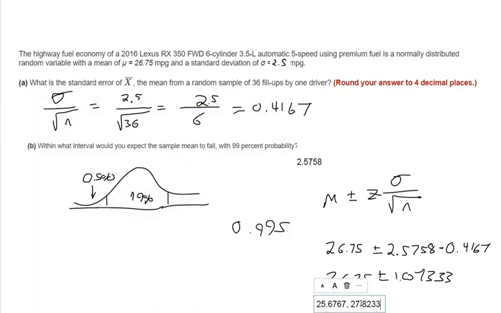And what that means is we're 99% confident the true population mean is somewhere between these two.